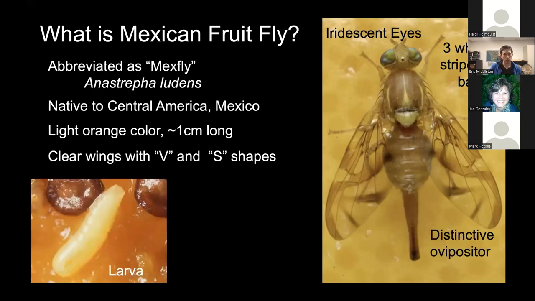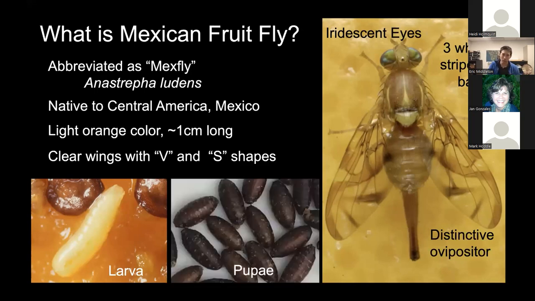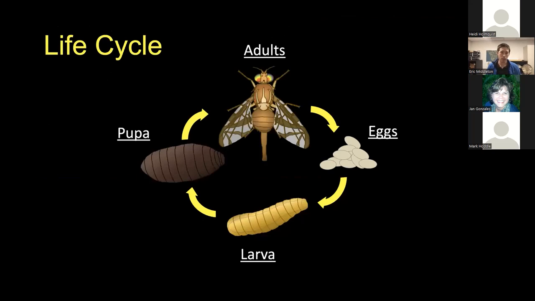Here's a picture of one of the larvae. You're not likely to see them too much. They're kind of small, white, maggotish things, much like many other different fly larvae, so very hard to identify based on that. And the pupae similarly are pretty nondescript, kind of brown, round, cigar-shaped things. So when you're looking at Mexfly, you're almost certainly going to be identifying them from the adult stage.